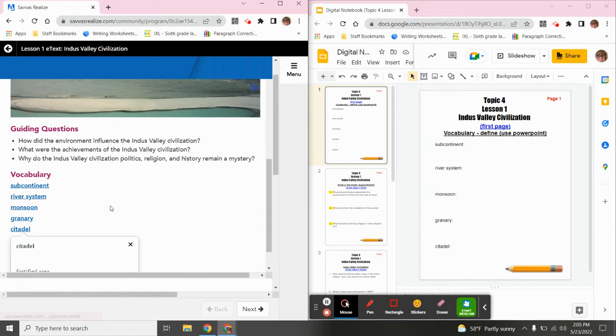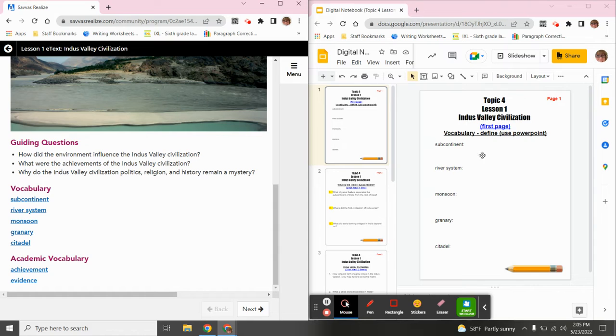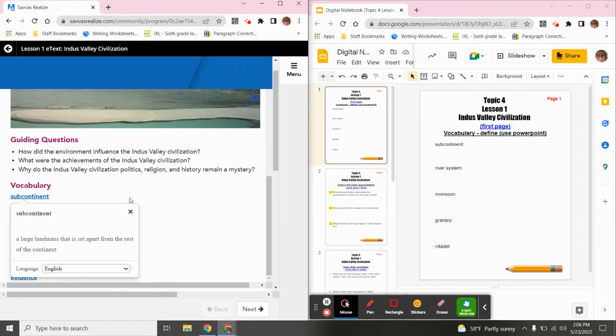And citadel, fortified area. Please take 5 minutes and get page 1 of your digital notebook filled out. You can use the PowerPoint definition by copying and pasting into here, or you can click on the word if you have Savvas up and type the definition from Savvas.